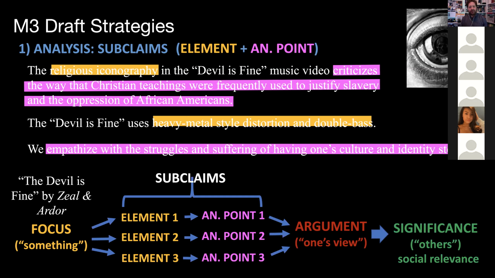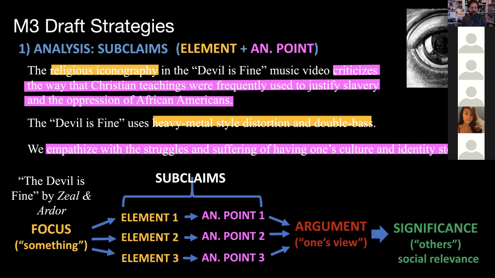For the reader, it does something similar. When we talked about this in class, the reader knows right from the first sentence or first two sentences exactly what this paragraph is going to be about. It's going to focus on the religious iconography, and exactly what point it's trying to make: criticizing the way Christian teaching was used. So for the reader, the subclaim is crucial because they know right from the start what the focus of that paragraph is, what the purpose is, what the element is, and what the analytical point is.